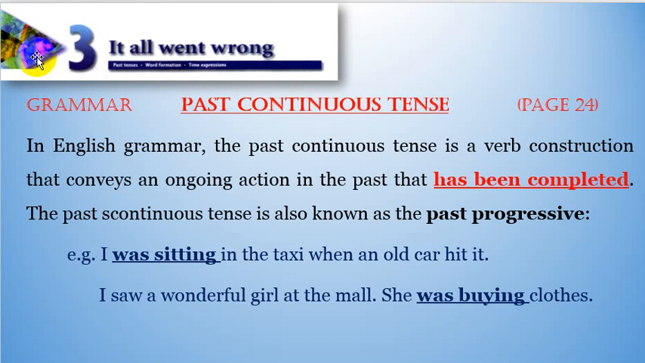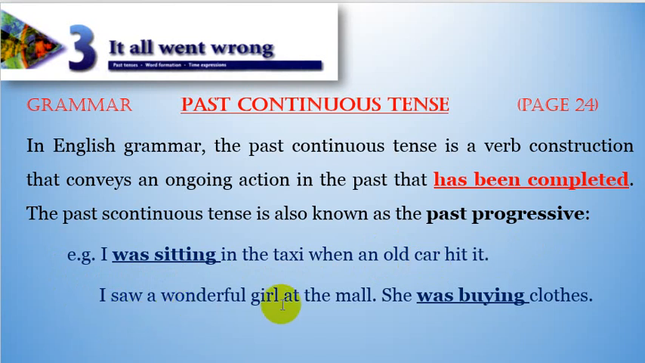Now, on page 24, we'll talk about past continuous tense. In English grammar, the past continuous tense is a verb construction that conveys an ongoing action in the past that has been completed. A process. The past continuous tense is also known as the past progressive. Example, I was sitting in the taxi when an old car hit it.